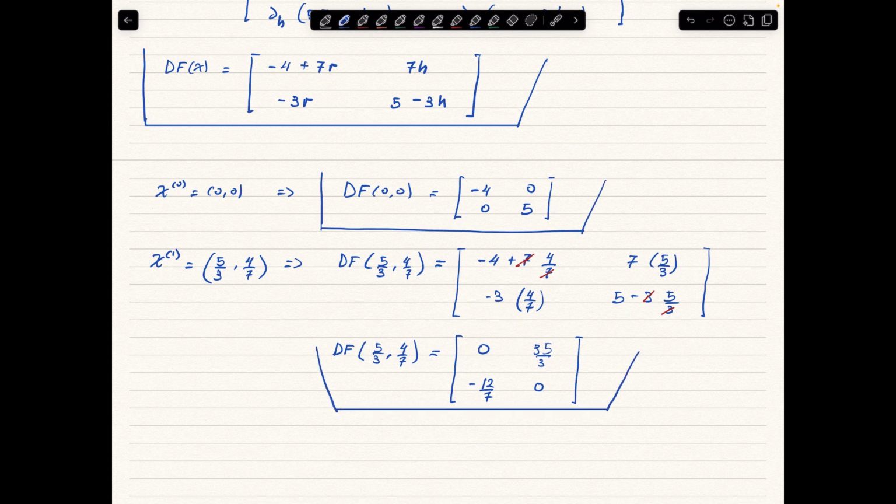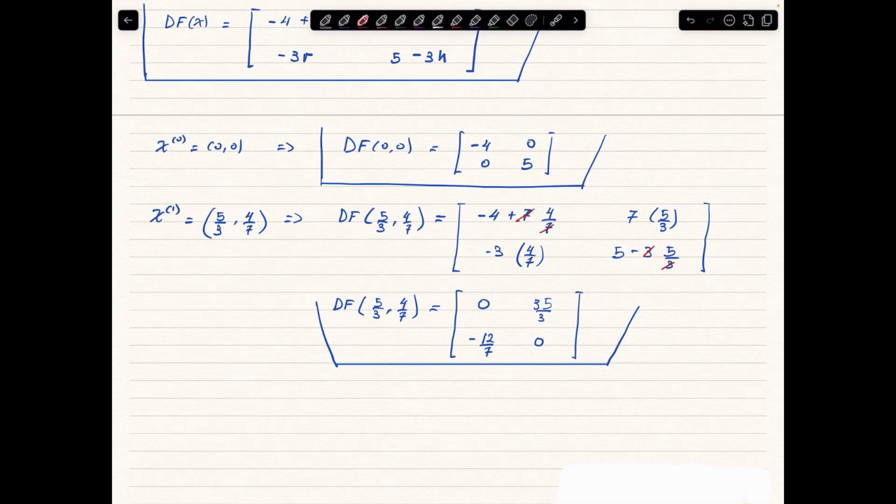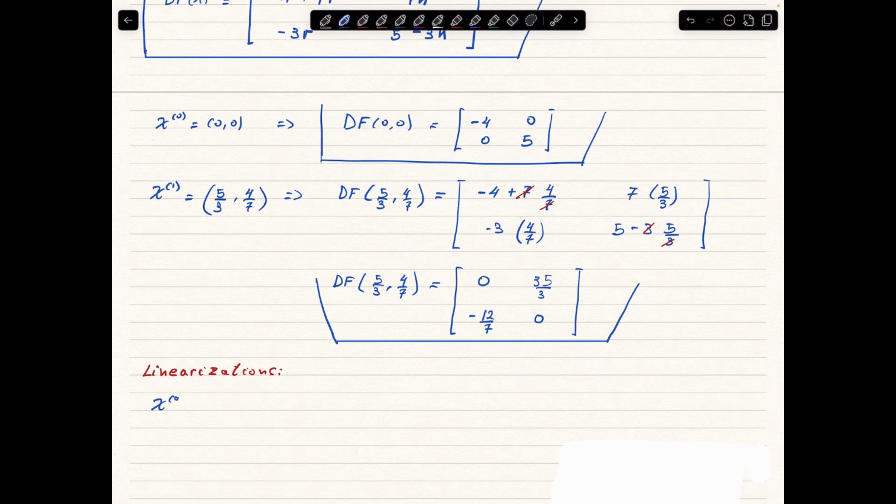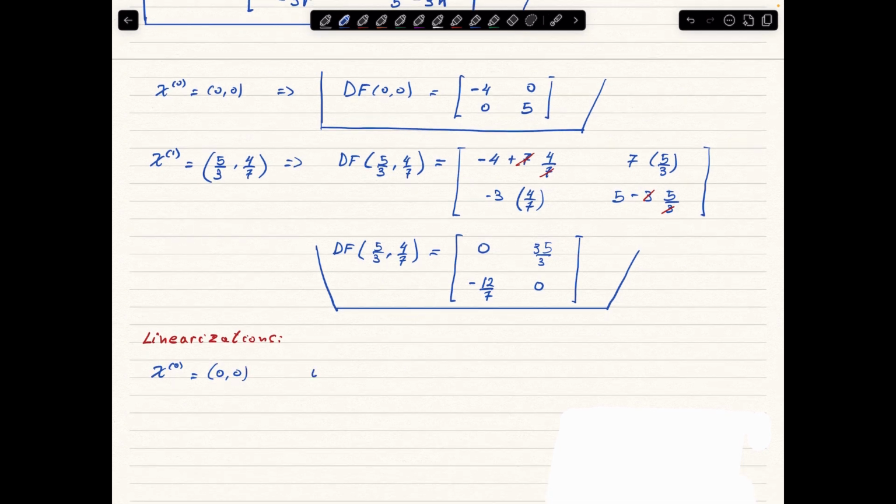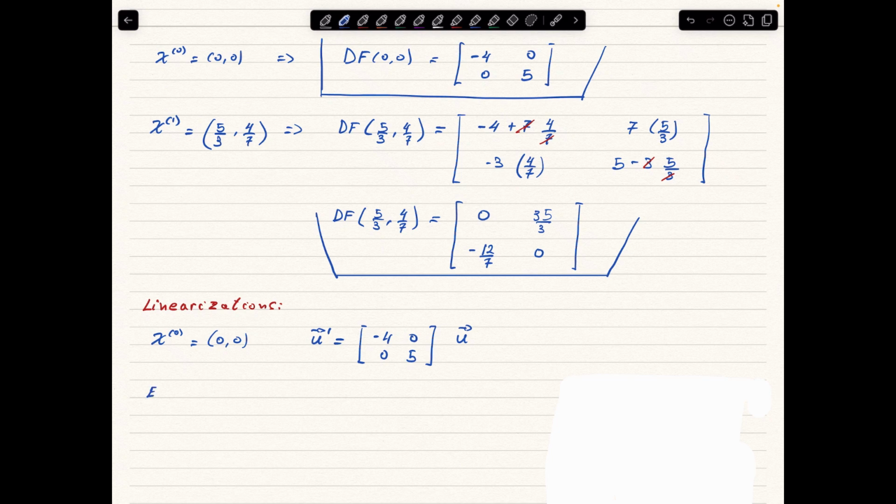What do we do now? Well, we need to solve linear systems, so the linearizations. So let's do it over here. Linearizations, one for each critical point. So for the point x0, which is 0, 0, we need to solve the linear system u prime equal, well, this is a very simple matrix, negative 4, 0, 0, 5 times u. So how do we do it? We compute the eigenvalues. And then we compute the eigenvectors.